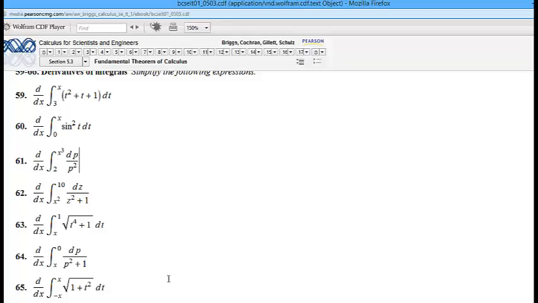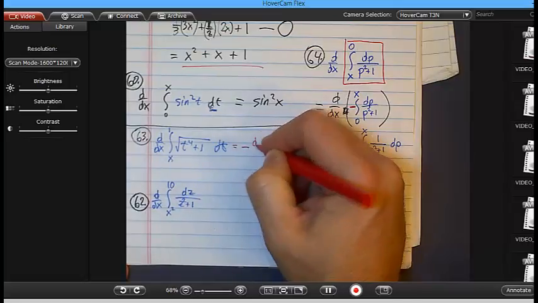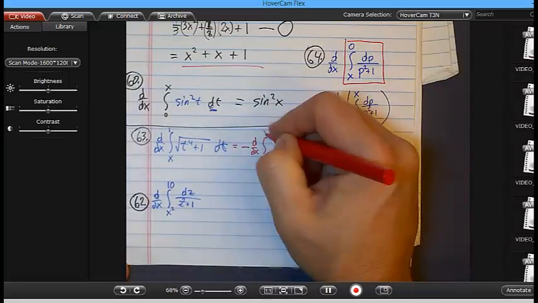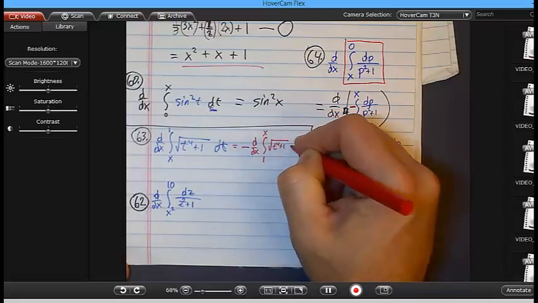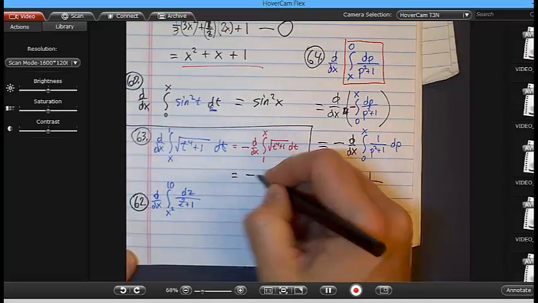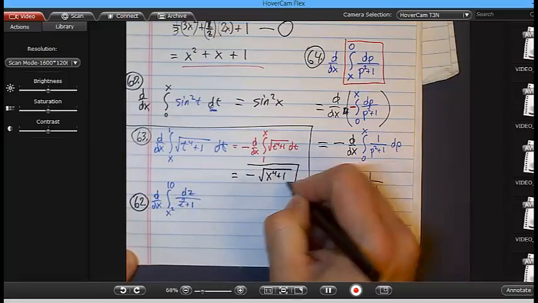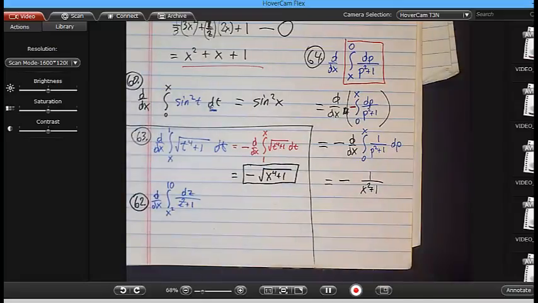All right, let's see if you guys got 63. I bet by now you already have it. So first step, I'm going to switch the order, right? This is going to be minus the derivative of the integral from 1 to x of the square root of t to the 4th plus 1 dt. And so my final answer for 63 would be negative square root of x to the 4th plus 1. How many people got that one? Do you guys have any questions? Taking the derivative of an area function written this way is easy.